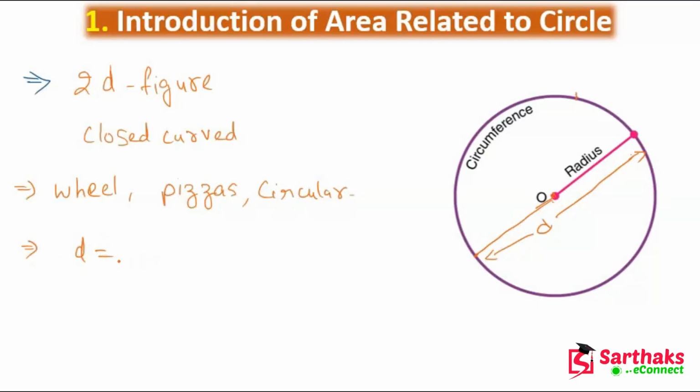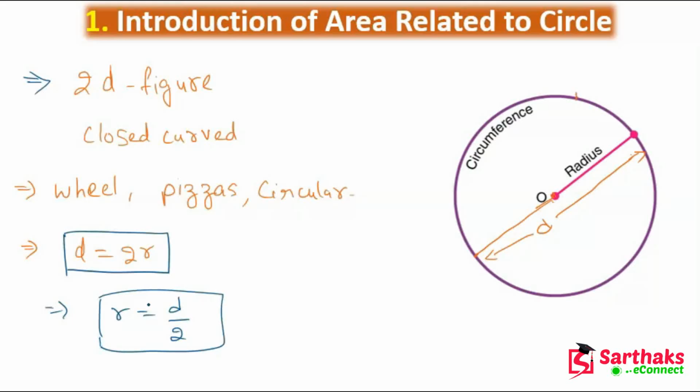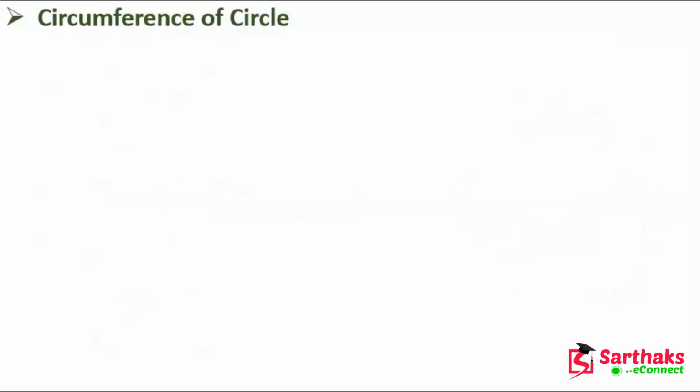Diameter and radius is d is equals to twice of r. Means diameter is equals to twice of radius, or we can say radius is equals to half of diameter. Okay, my dear friends, I hope you get this point. So now, my dear friends, let's move on.